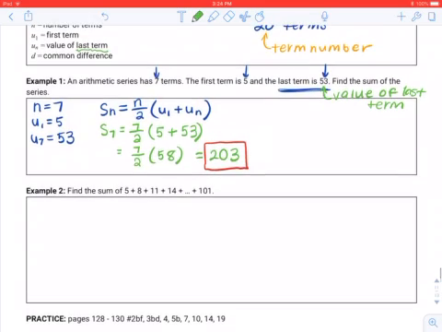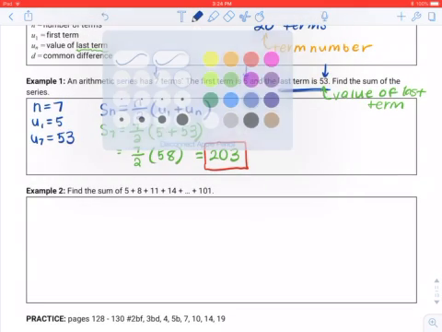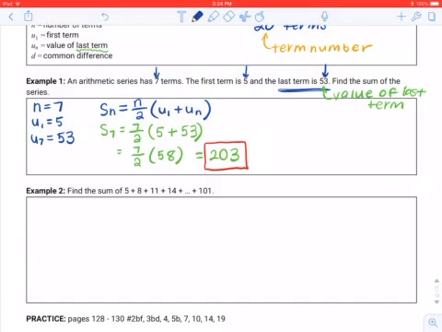All right, let's look at example 2. So we're given a series in this instance. I know it's a series because there's a plus sign. That's what differentiates a series from a sequence. Sequences have commas between the terms. So series have plus signs between the terms. All right, so I have 5 plus 8 plus 11 plus 14 plus all the way to 101.